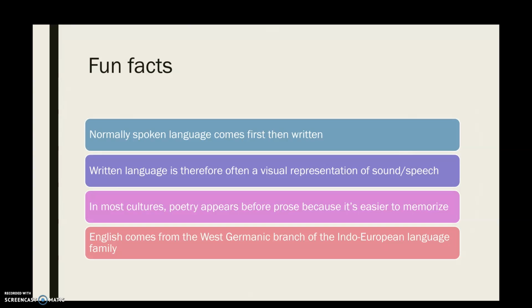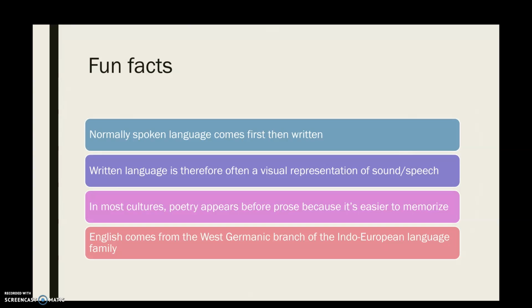In most cultures, poetry actually appears before prose because it's easier to memorize. You'd think it'd be the opposite because poetry is often considered this high-class type of writing, but actually, the first writing in almost all cultures is poetry because it works well with oral tradition.